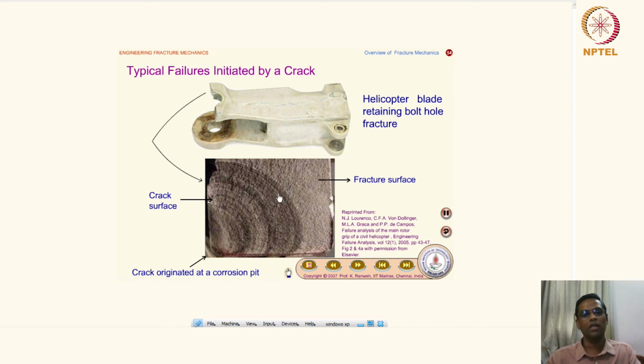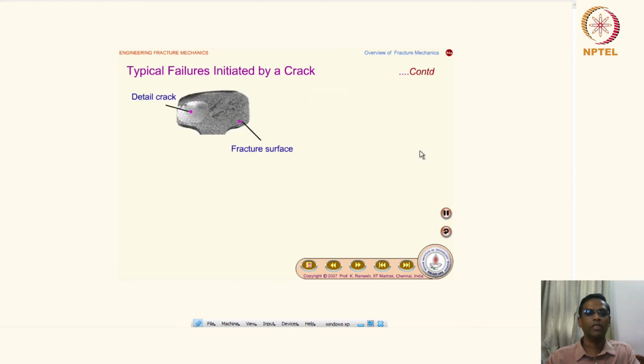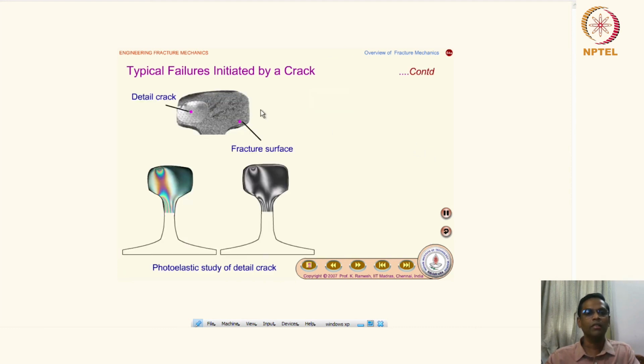As I just mentioned in the previous slides, every crack has got two phases. One is a growth phase, and the other is a catastrophic fracture. So this is very important. And this crack originated at a corrosion pit here, and this is a real-time fracture surface.